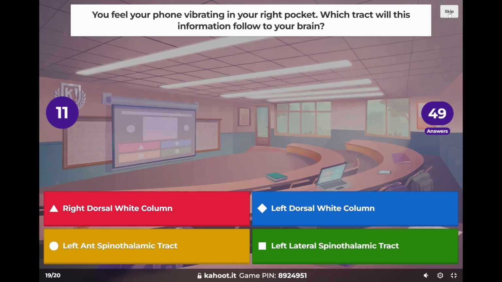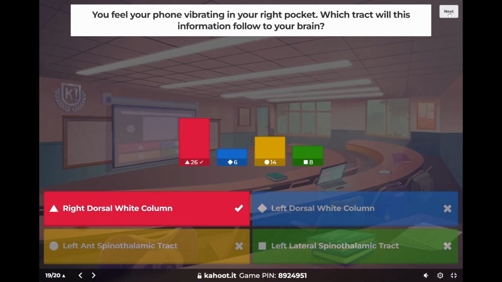Vibratory sense, is it ipsilateral or contralateral? Ipsilateral, so same side. So we know it's got to be right or left? Right side. Now what tract does it follow? The dorsal white column. That's all vibratory sense.